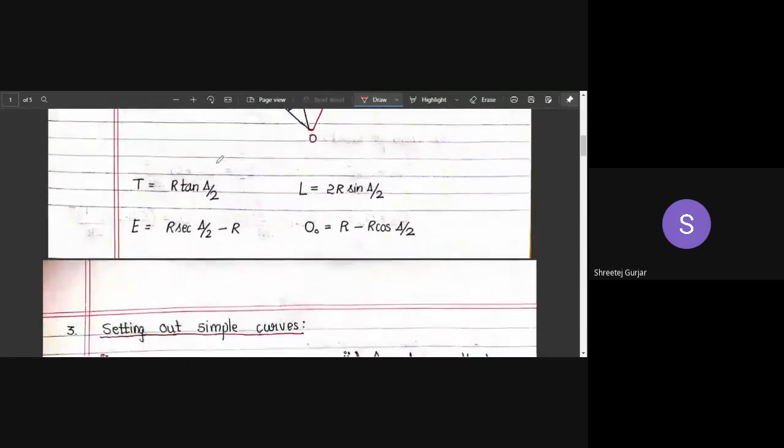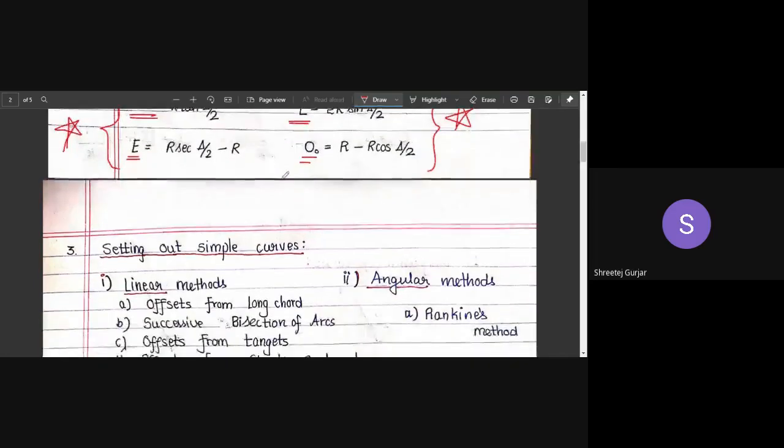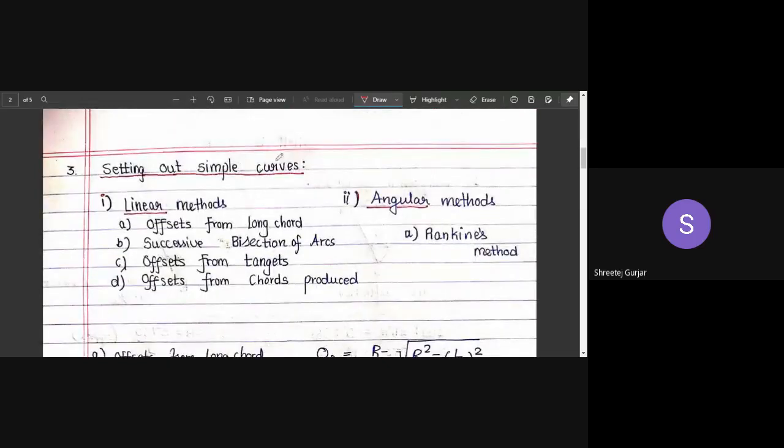Then various formulas are there which we have derived. What is T? T is the tangent length, L is the length of the long chord, E is the apex distance, and O0 is the mid ordinate. You have to remember all these formulas, very important. Next, after that, we have learned setting out of simple curves by the linear method and by the angular method.